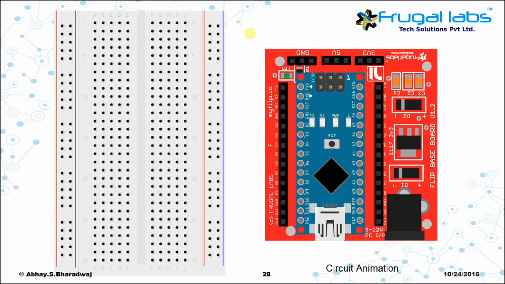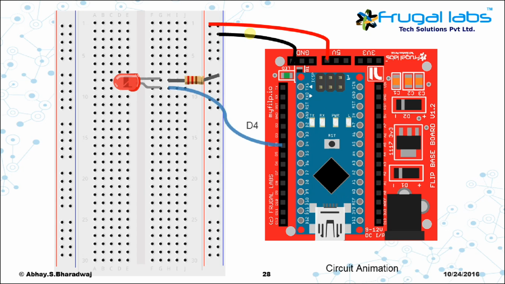First thing, place your Arduino board and your breadboard side by side to each other. Take a jumper cable and connect the 5 volts from the board to one of the power rails of the breadboard. Take another jumper cable and connect the ground pin to another power rail of the breadboard. Now plug in your LED. Make sure you can recognize the positive and negative of the LED. The negative of the LED is grounded through a 1 kilo ohm resistor, and the positive of the LED is connected to pin D4 of the Arduino.